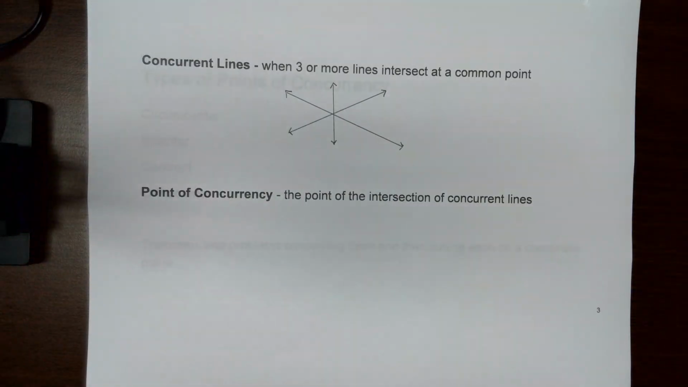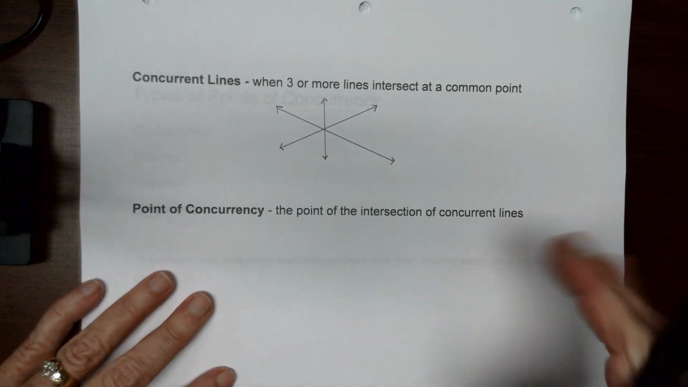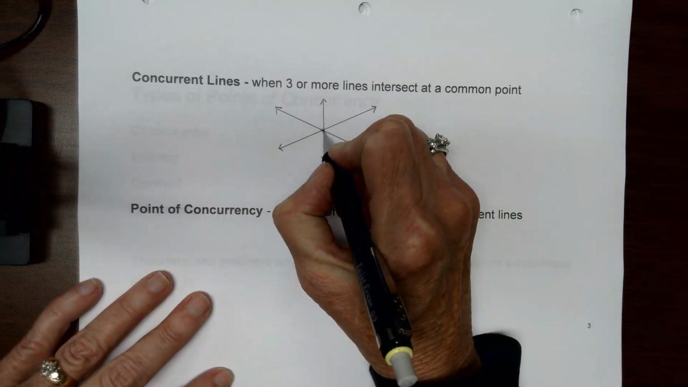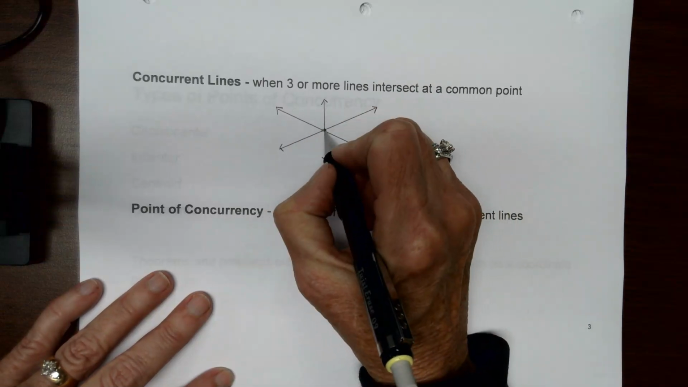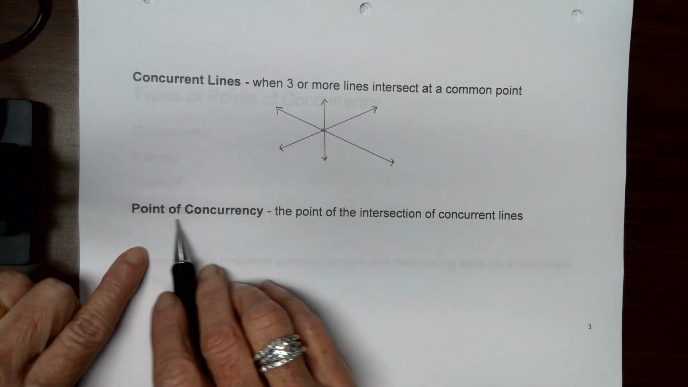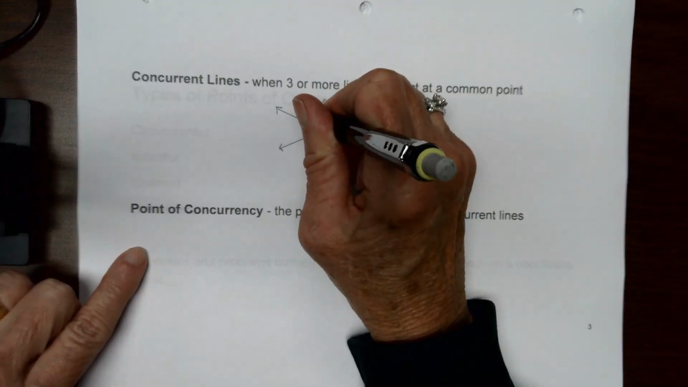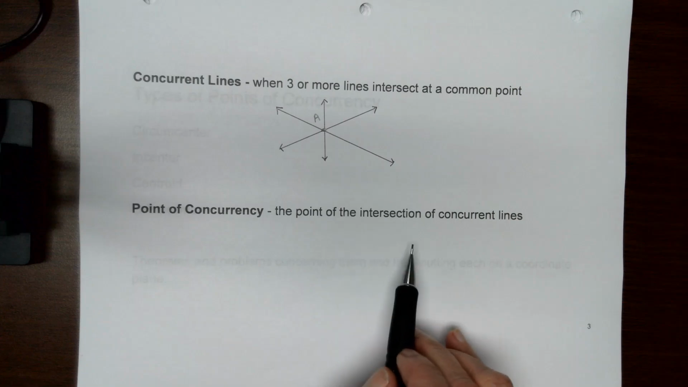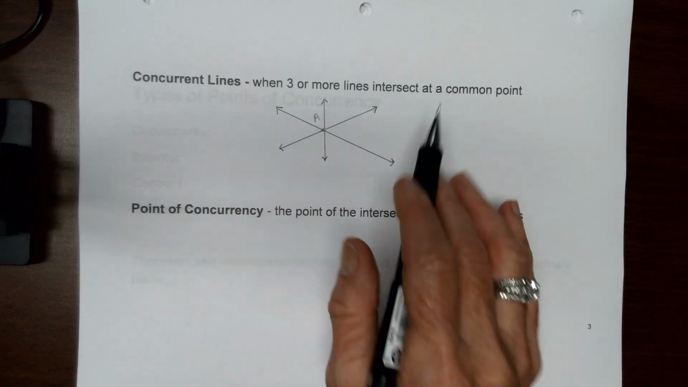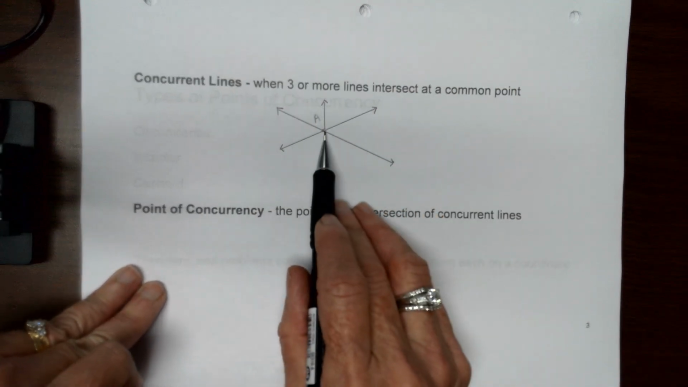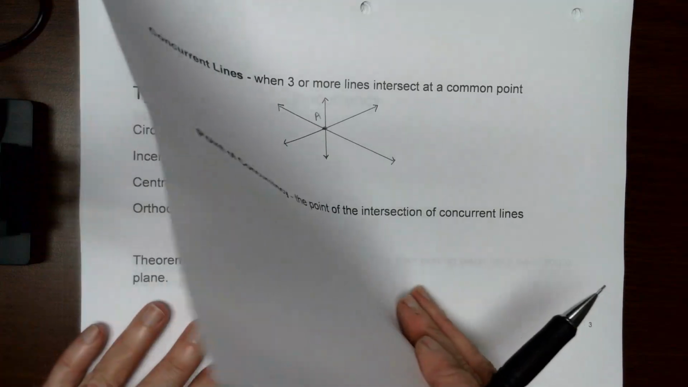Concurrent lines are another term we need to know. It's when three or more lines intersect at a common point. So these lines would intersect at this point. That point right there is what's called the point of concurrency. So the point of concurrency is the point of intersection of concurrent lines. The point of concurrency for those three lines is A.